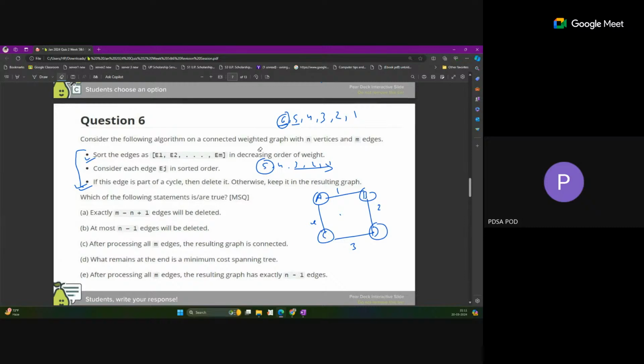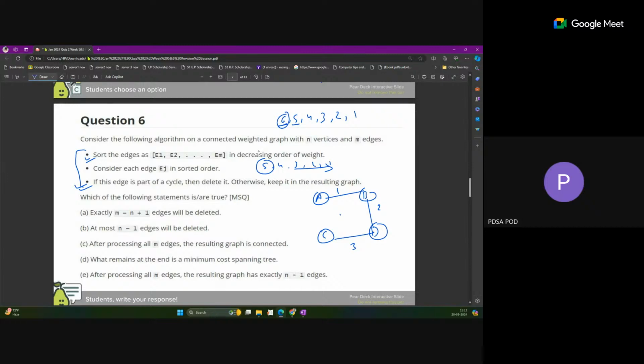Now next is 4. You can see 4 is also a part of a cycle, A to C, A, B, C, D, a complete cycle like this. So this will also be removed. After that, 3 is not a part of a cycle now, 2 is not a part of a cycle, and 1 is also not a part of a cycle. So now the remaining graph is a minimum spanning tree. This is how the algorithm works. Now the question is asked like this: after performing this algorithm, what do we get?